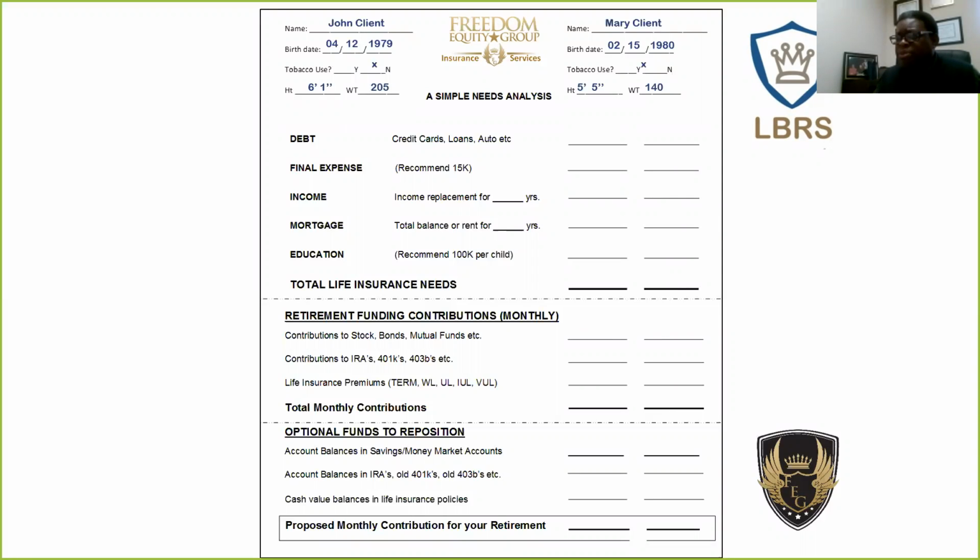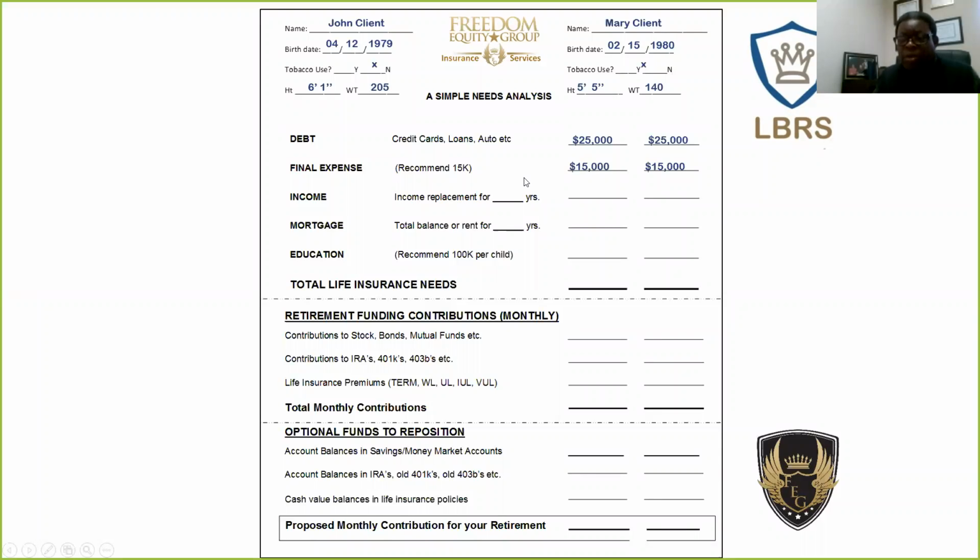And so for the husband, the same thing. When we get to the lines here, the husband is on the left and the wife is on the right. So the first thing we ask them is, how much debt do you have? Credit card debt, car loans, any type of loans that you have out, even student loans. How much is that debt? Now that number goes on both sides, right? Because if one passes away, we want them to be able to have enough insurance to pay off their debt, right? And then we also want to have the final expense.